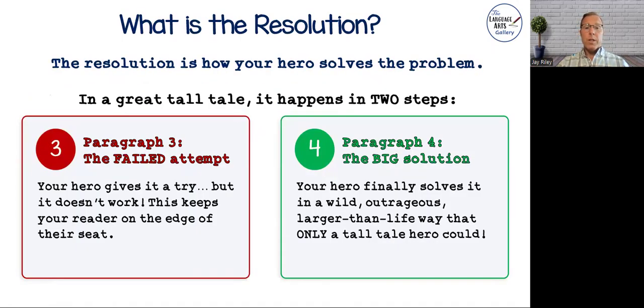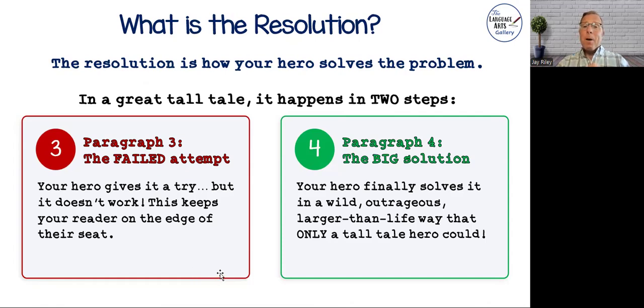Then we want to work towards our resolution. Remember, the resolution is just how the hero is addressing the problem. And we've taken that first step in paragraph 3, where we're describing that failed attempt. And then we're moving into paragraph 4, where the hero solves that problem.